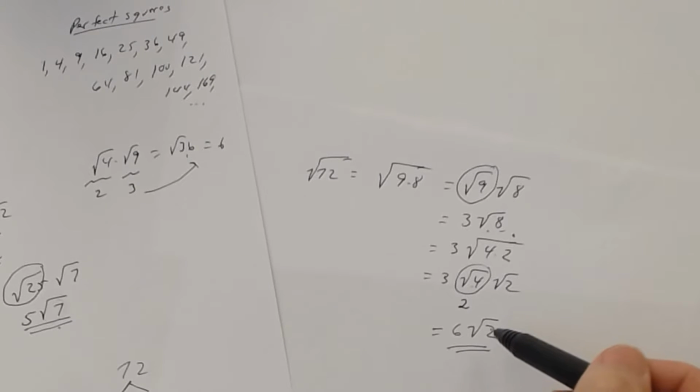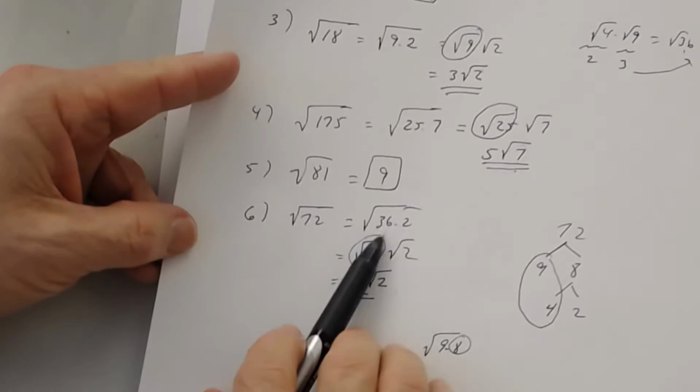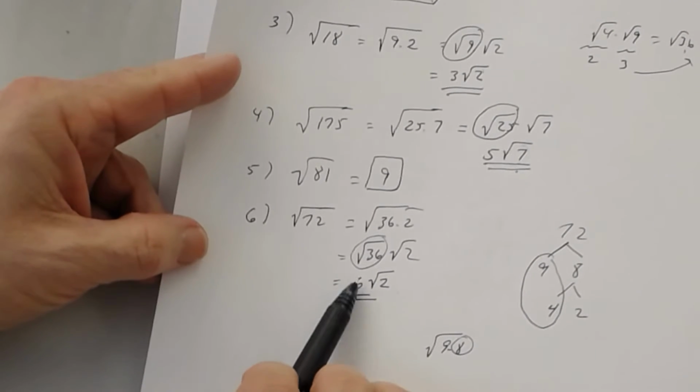And you can't simplify the square root of 2 any further. But notice it's always best if you use the largest. It saves you a lot of steps. Use the largest.